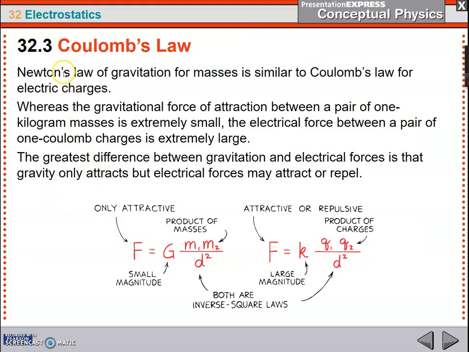So this was in yesterday's homework. There's the equation for gravity. There's the equation for electricity. Here we count how much charge there is. Here we count how much mass there is.